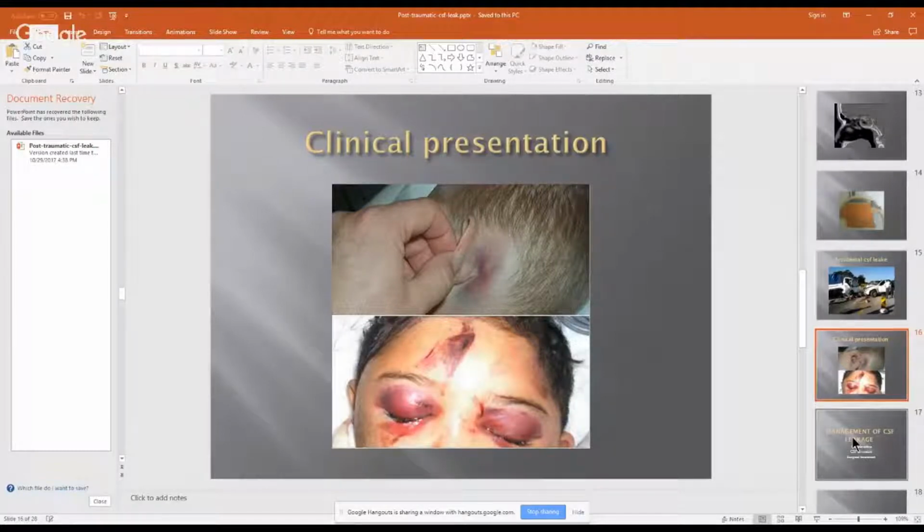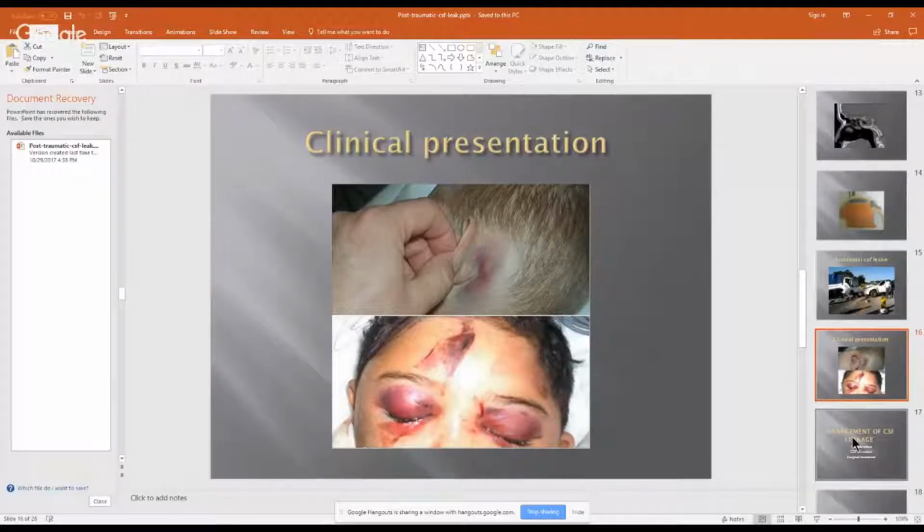The second most common site is the posterior table of the frontal sinus. The third one being the orbital roof, and the last one is the sphenoid sinus. Usually, it is not an isolated fracture, but it is multiple fractures, one involving the orbital roof, and one involving the posterior wall of the frontal sinus, and one involving the cribriform plate.